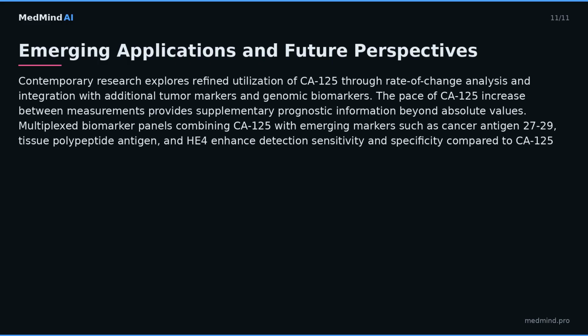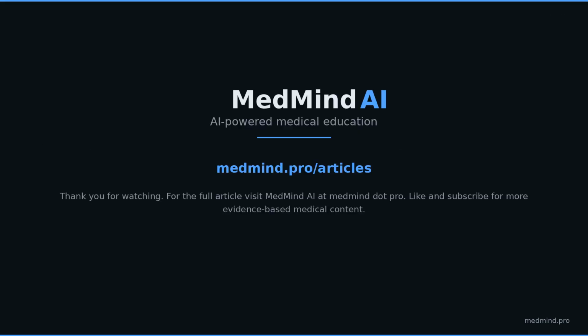Circulating tumor DNA and exosomal markers represent next-generation biomarkers that may eventually complement or supersede traditional protein markers. Artificial intelligence and machine learning algorithms increasingly integrate CA-125 data with clinical variables and imaging findings to generate individualized risk predictions. These evolving methodologies promise enhanced precision in ovarian cancer detection, prognostication, and treatment personalization as technology advances and validation studies mature.